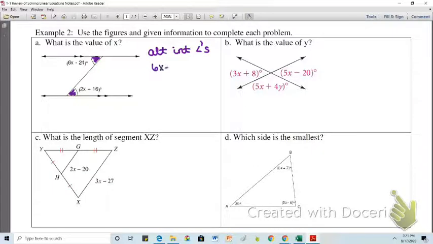I have 6x minus 24 equals 2x plus 16. Subtract 2x. Add 24. And finally divide by 4. I get x equals 10.